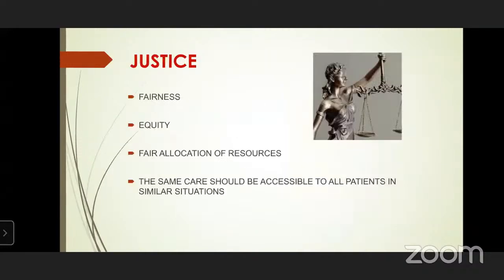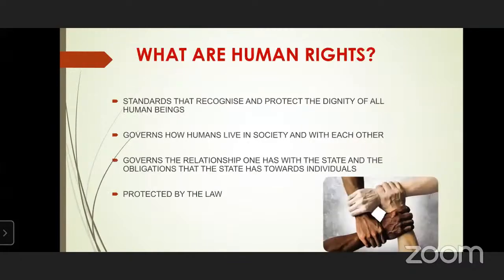And then justice, it's basically fairness, equity, fair allocation of resources, and the same care should be accessible to all patients in similar situations. Now we know in our country that this isn't often what is happening. But we'll talk about that later on in our presentation.